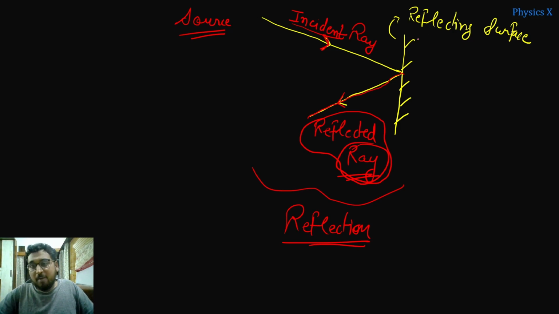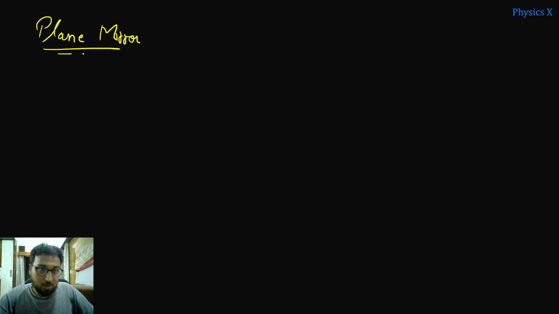I am taking this as a plane mirror. This is actually a plane mirror. What is a plane mirror? First of all, there are different kinds of reflecting surfaces. Reflecting surfaces are of different types. In this course, we will be citing this plane mirror again and again, so let me clarify the meaning of a plane mirror.